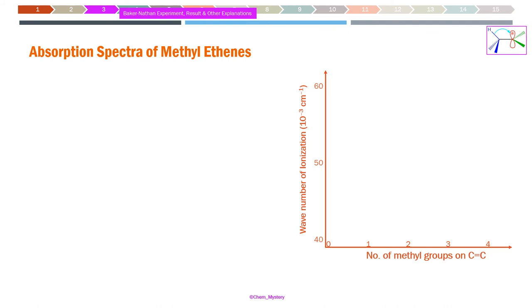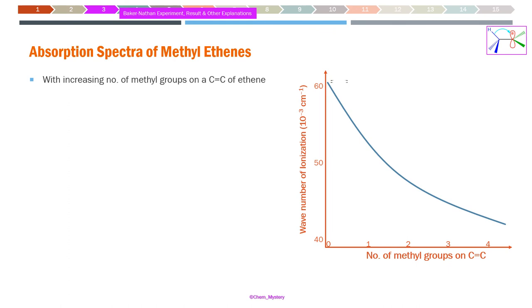We are getting them converted into the carbocations by loss of one of the electrons. So the excitation will require energy. How much energy we need is measured in terms of the wave number, plotted on the y-axis over here, and on the x-axis is the number of methyl groups present on the ethene. So we'll see, as the number of methyl groups increases, the wave number decreases, in a fashion which is related very easily with the extent of delocalization or the extent of conjugation.